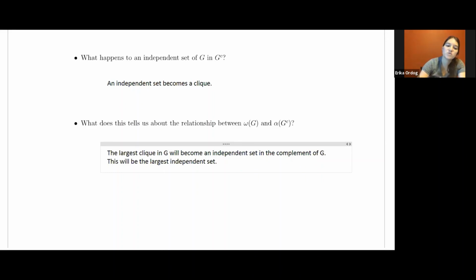If we assume there's an independent set that's even larger, then if we took the complement of the complement, that would give us G, like we said earlier. And in G, the independent set becomes a clique. So that would tell us that there's a clique that's bigger than the one we had before. So the values are the same.